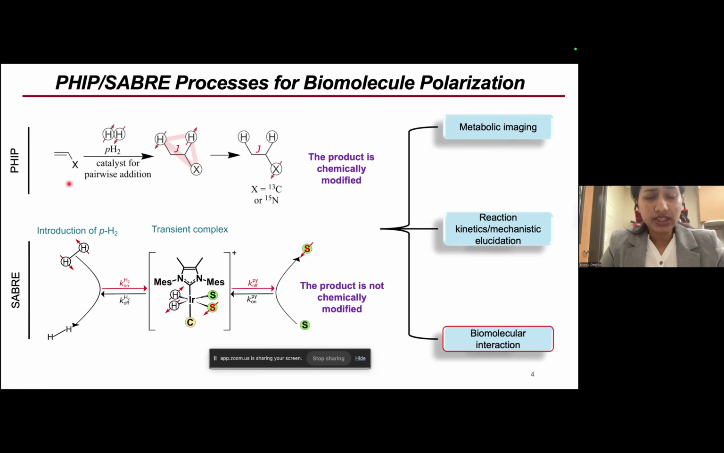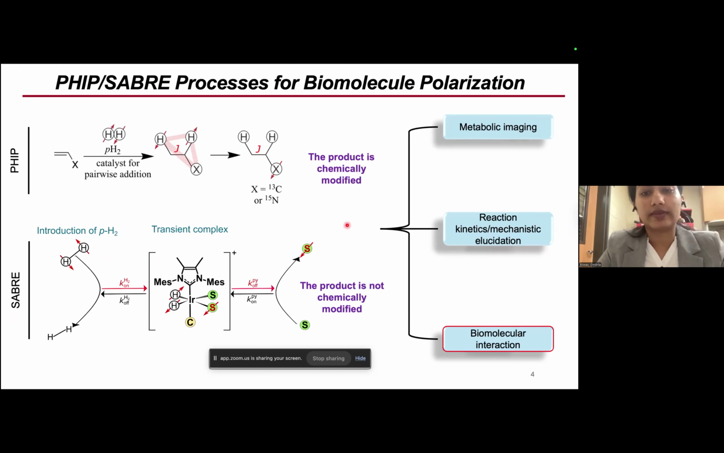So in PHIP, in an unsaturated substrate, the parahydrogen adds in a pairwise position, and we see the resultant hyperpolarization in either the newly attached hydrogens or the X nuclei present in the substrate. In this method, the product is chemically modified, while in SABRE methods, the product is chemically intact, that is, it is not modified. Here we see the formation of the transient iridium complex, where the polarization gets transferred from the hydride to the substrate, and as a result of the SABRE method, we get a hyperpolarized substrate.